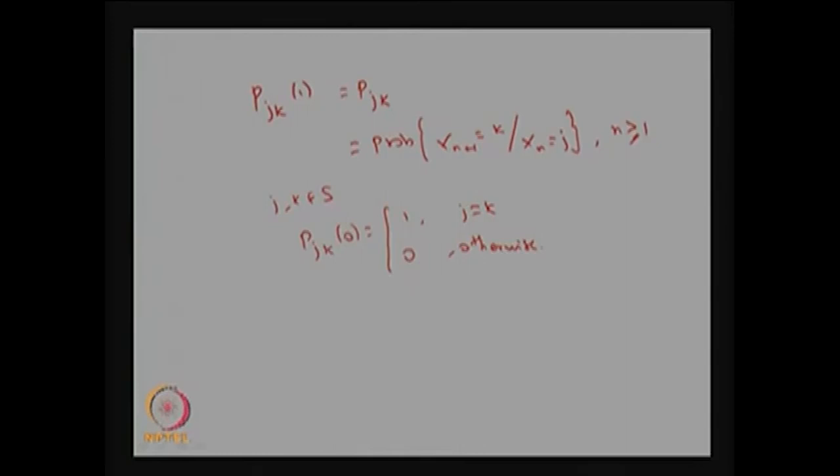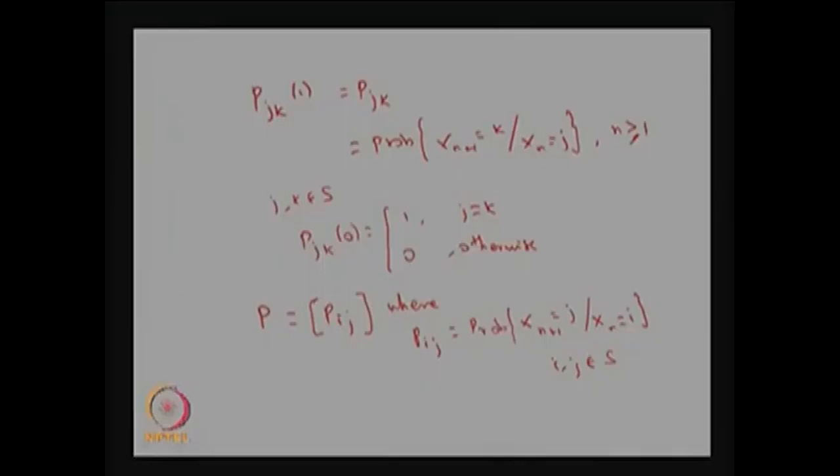This one step transition probability, I can write in matrix form, as capital P, the matrix, and that consists of the elements p_ij, where p_ij is nothing but the one step transition probability, the probability that X_(n plus 1) is equal to j, given that X_n is equal to i. Here i comma j belong to the state space S. We should remember that the state space S consists of finite elements or countably infinite number of elements. Accordingly, when S has finite elements, then the P matrix is going to be a square matrix.